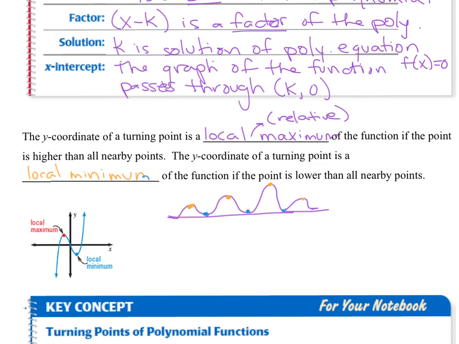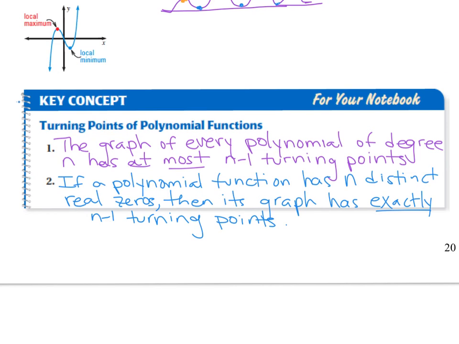So let's see, what do we have next? Here we have some interesting facts about turning points. Now, again, it's not something that you need to memorize, but when we look at graphs, it'll come back to these 2 points. So for number 1, the graph of every polynomial of degree n has at most n minus 1 turning points. So if the degree of a polynomial was 6, it won't have any more local maxes and mins than 6 minus 1. So it will have at most 5 turning points.